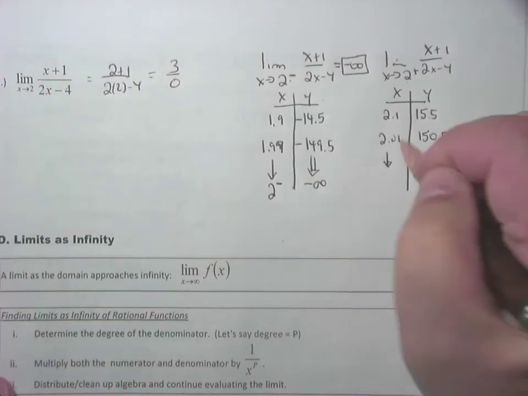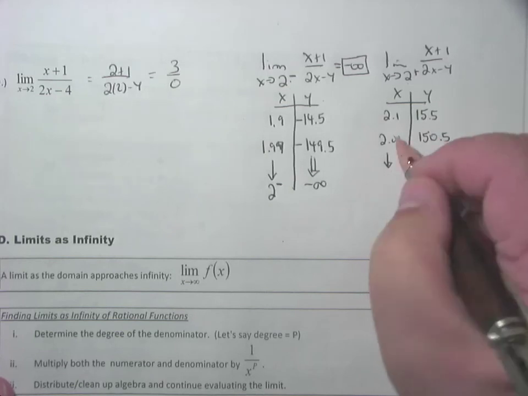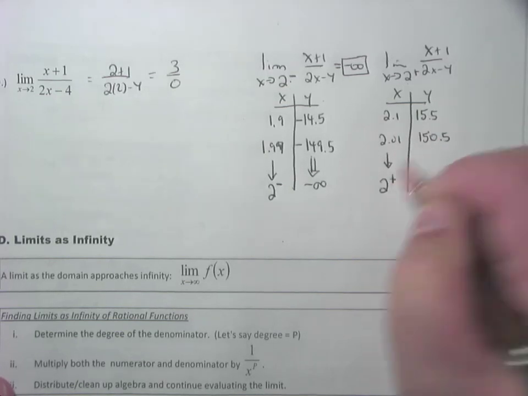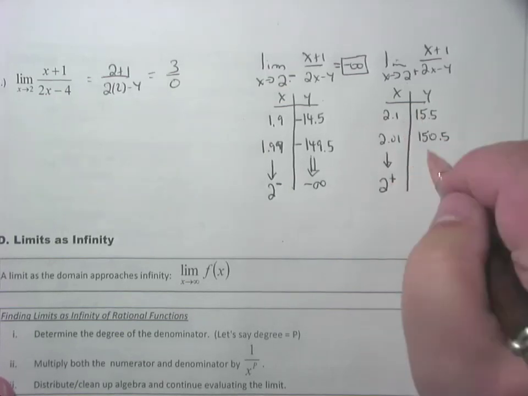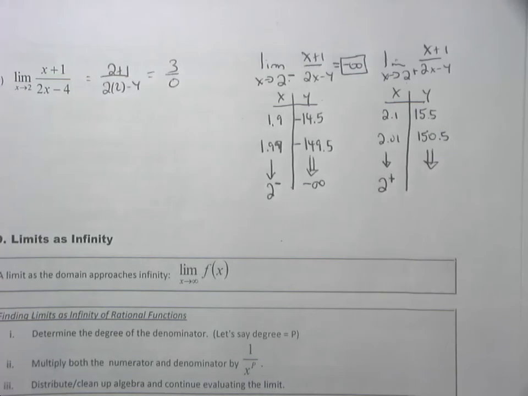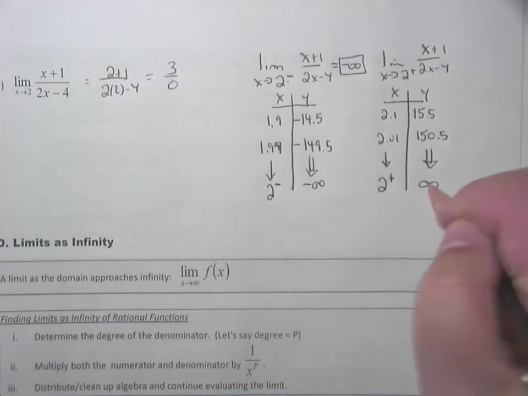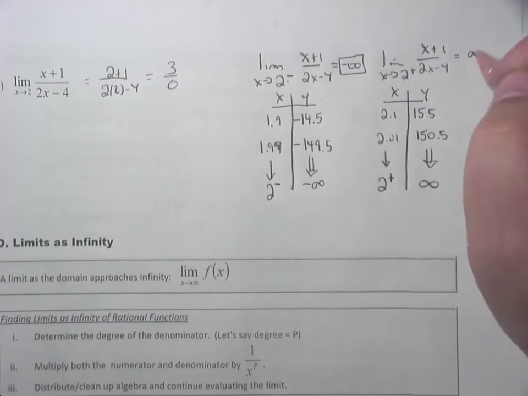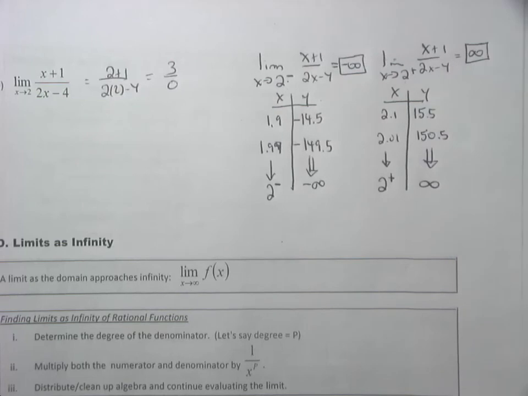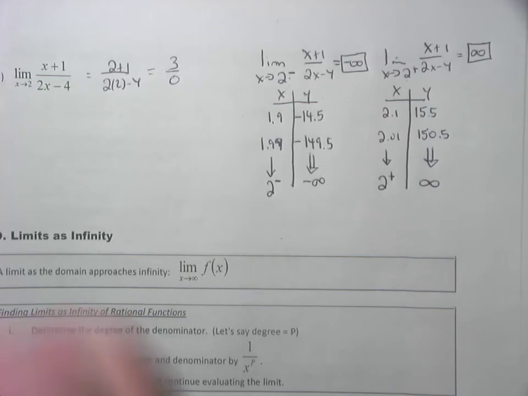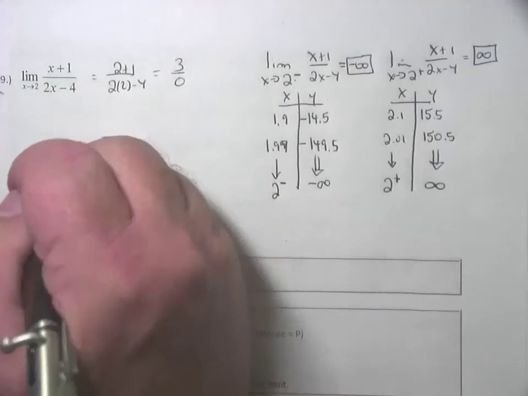As we take the limit as x goes to 2 from the plus side, 2.1 to 2.01, what's my function approaching? 15.5 to 150.5, dot, dot, dot. Where am I going? Positive infinity. This is infinity. Now, boom, boom, boom. 3 dots in a triangular fashion means therefore.